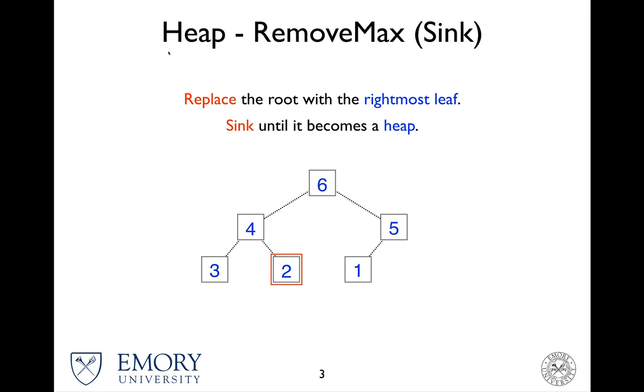Okay, let's do just one more time and remove the next one. The next maximum value is 6, so you swap with the very rightmost leaf, in this case 1. Now you find the maximum child, which is 5, so you swap, and in this case you're done. You can keep doing this until the heap is exhausted, and this is how you remove the maximum key in the heap.